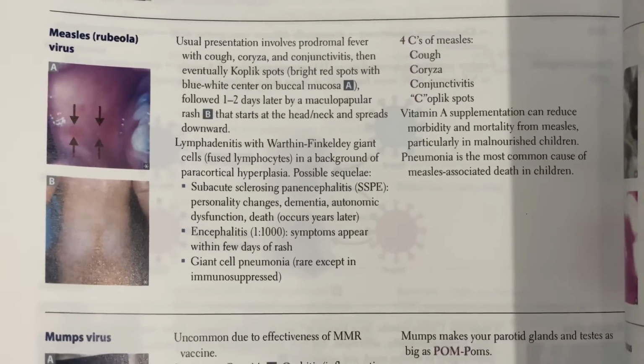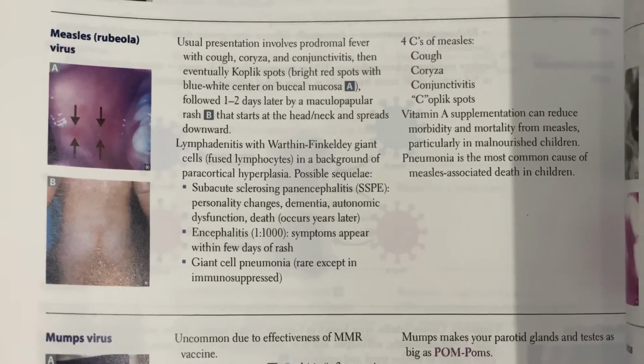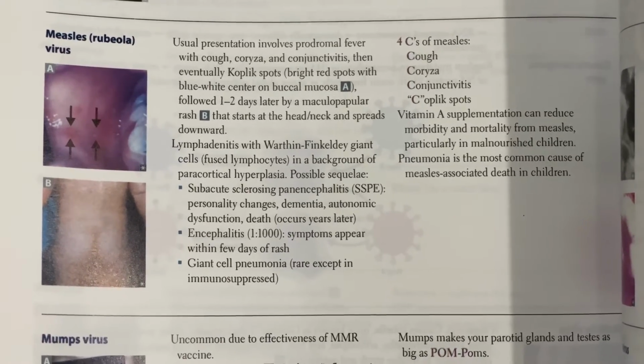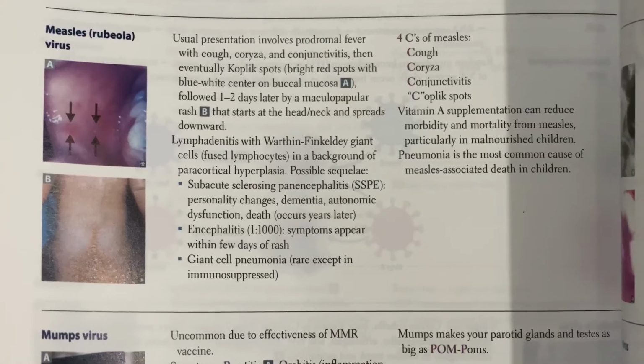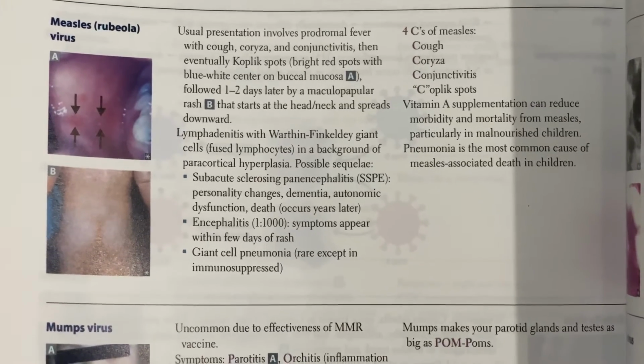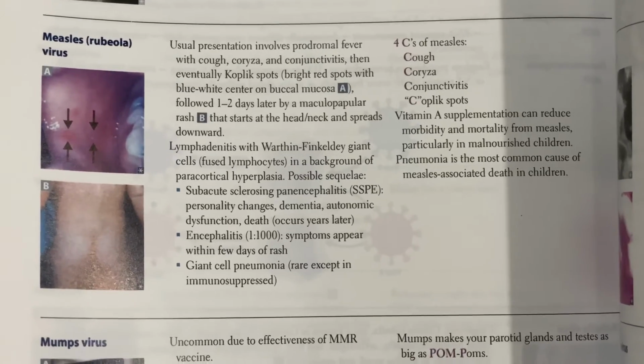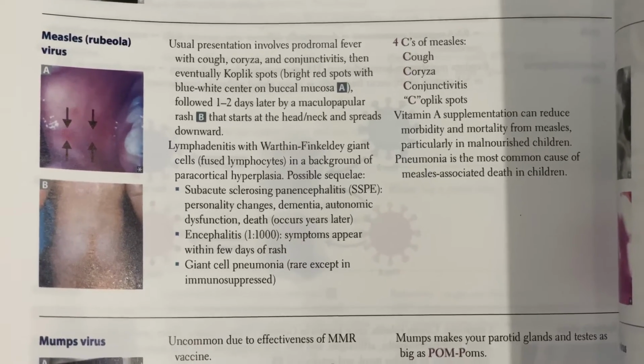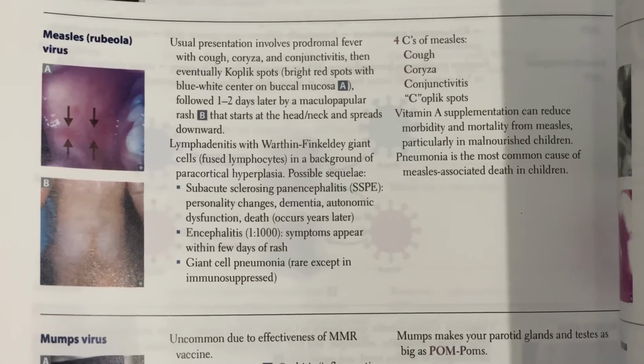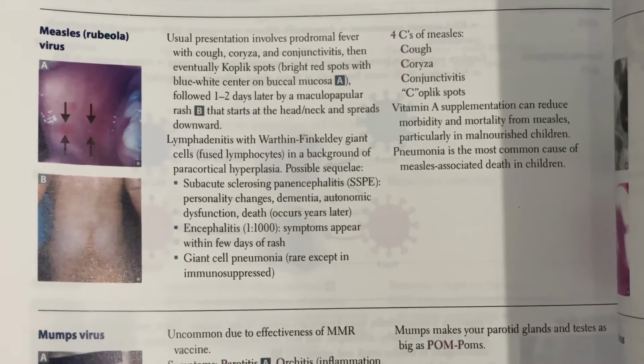Sequel of measles is SSPE, subacute sclerosing panencephalitis, in which the patient has autonomic dysfunction, dementia, personality changes, and eventually death. Encephalitis can occur in 1 in 1,000 persons. Symptoms appear within few days of rash. Giant cell pneumonia can occur, which is usually common in immunocompromised patients.